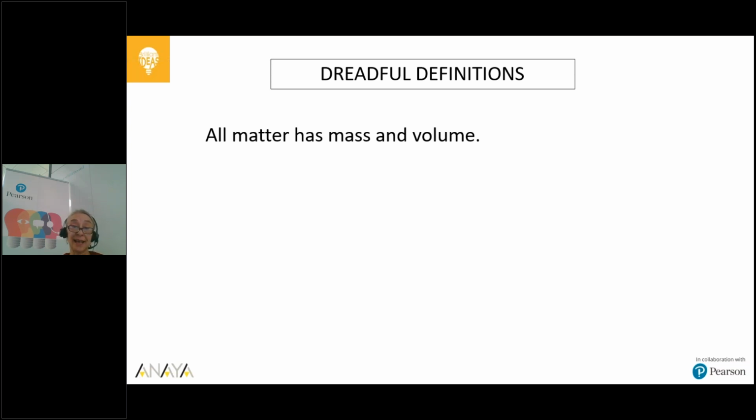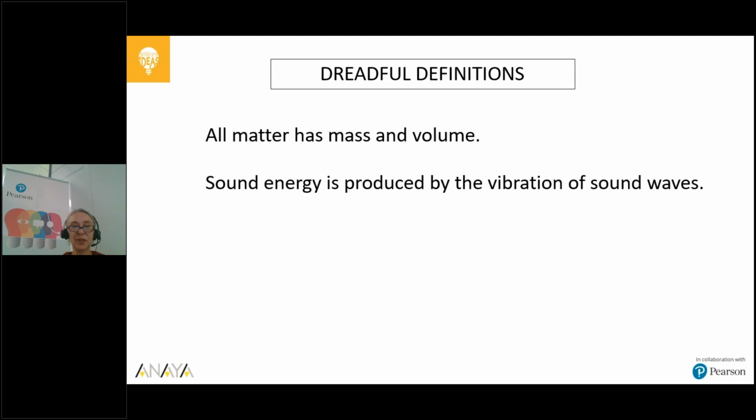There are only 6 words in that sentence, and only 3 of them are about content, but it's extremely difficult to understand. It's much easier to arrive at this definition through experimentation with weighing and measuring, as we've seen earlier. Not a good place to start a definition like that. Here's another definition, which is one of my most hated ones. Sound energy is produced by the vibration of sound waves.